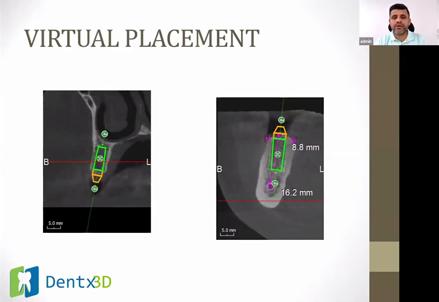Also, one thing which we can do, after seeing the bone quality subjectively, is place a virtual implant. We can tilt it into different angulations. We can adjust the height. We can adjust the length. And we can do a virtual implant placement as well.